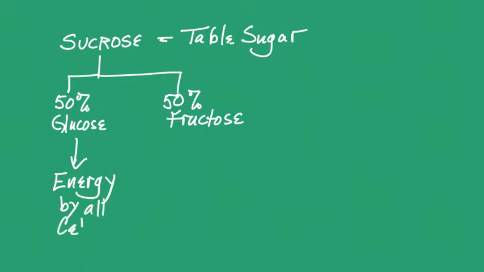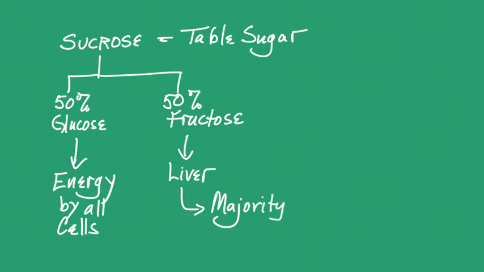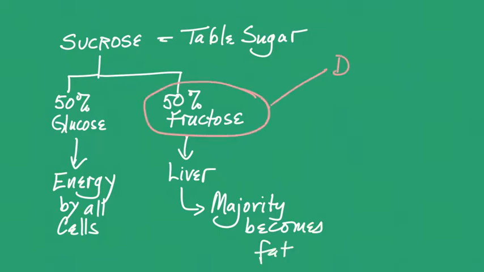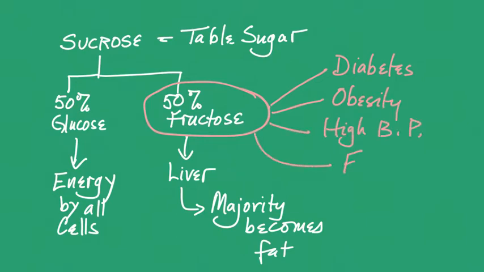However, fructose cannot be used by all the cells in our body. It goes straight to the liver and most of it is converted to fat. So sugar becomes fat in the end via fructose. And as a result, fructose is the culprit and causes many problems such as diabetes, obesity, high blood pressure, fatty liver disease, and cancer. And remember, cancer cells love fructose.